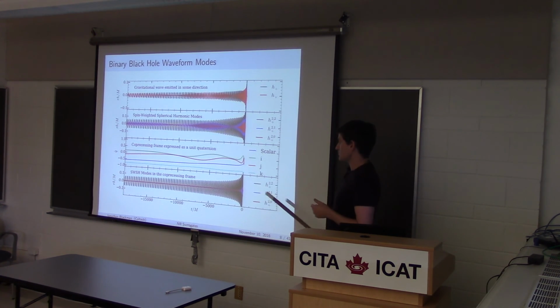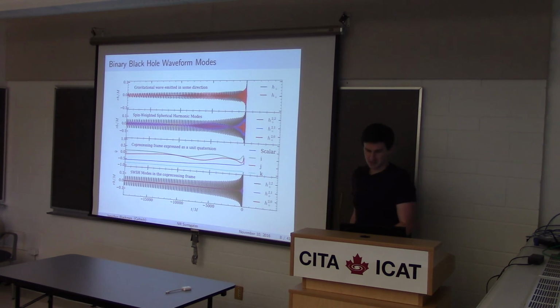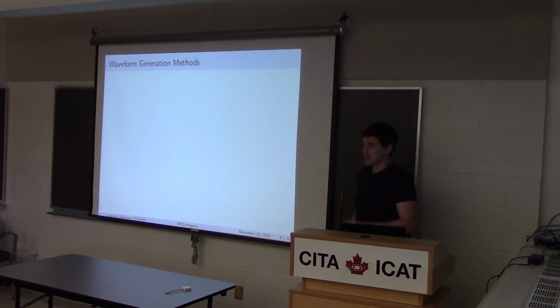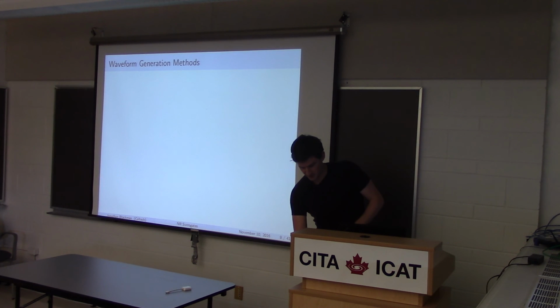But now if we do this mode decomposition, again, we recover approximately the mode hierarchy, where the 2-2 mode is by far the dominant mode, and the blue and red curves are much smaller. So how do we generate these waveforms?